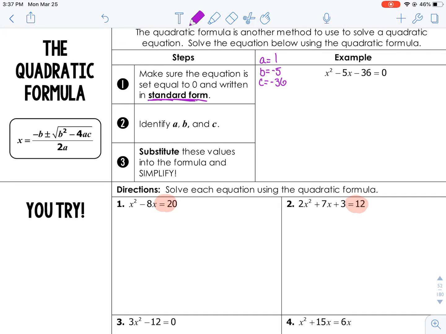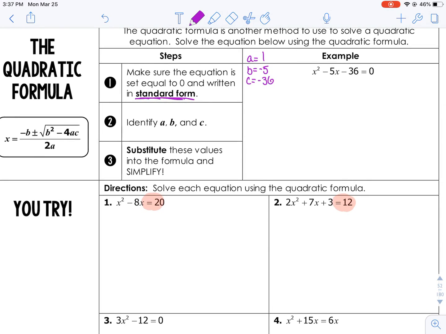We're going to take those numbers and plug them into this formula. Negative b: my b is already negative, so the negative version of negative 5 would be positive 5, plus or minus the square root of b squared. Make sure that because my b is negative, it is inside the parentheses. B squared minus 4 times a times c, all over 2 times a.